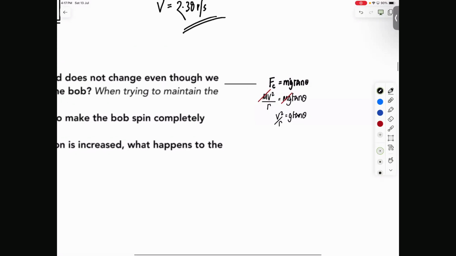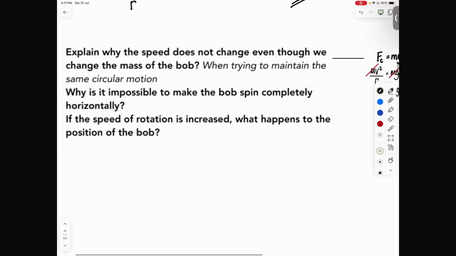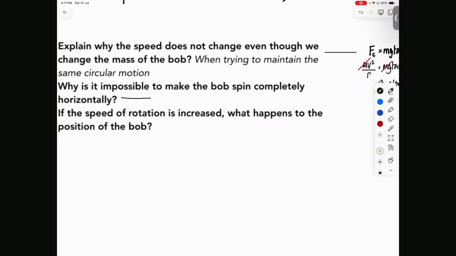I'll give a small note on this. Why is it impossible to make the bob spin completely horizontally? The answer: W equals T cos theta. And if it's perfectly horizontal, what is theta? What is the angle here? 90, right? And if theta is 90 degrees, then T cos theta should be equal to 0. Hence, there's no vertical component available to equate with the weight. As a result, it'll start to move down. So that's the other version.